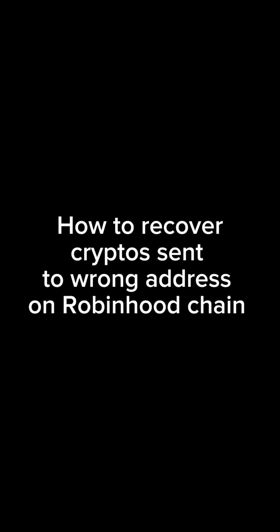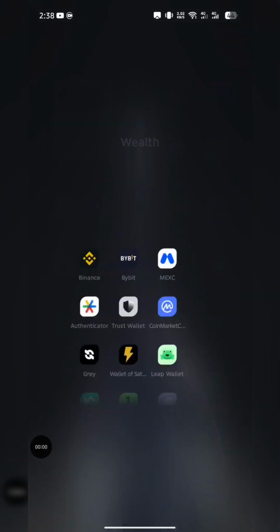Okay, so this is how to recover tokens sent to the wrong address or wrong network on Robinhood Chain. Now, Robinhood Chain is a pretty new chain, and many wallets and exchanges are still trying to integrate it into their platform, even though it's an EVM chain. So platforms like Trust Wallet and MetaMask and decentralized platforms like that have some chances of getting your token back. So this is how to get it back if you send wrong tokens to the wrong address.